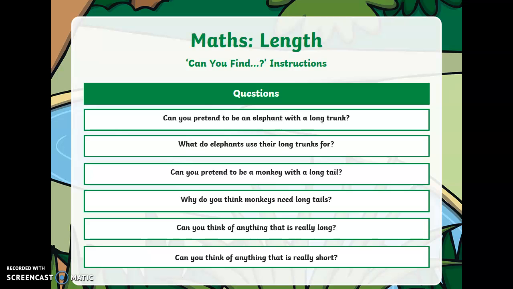Okay, so discuss the answers with your grown-ups. You can write them on paper if you want and send them to me so that I can see what you have found out.